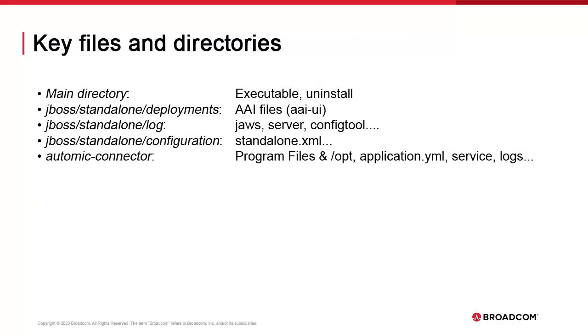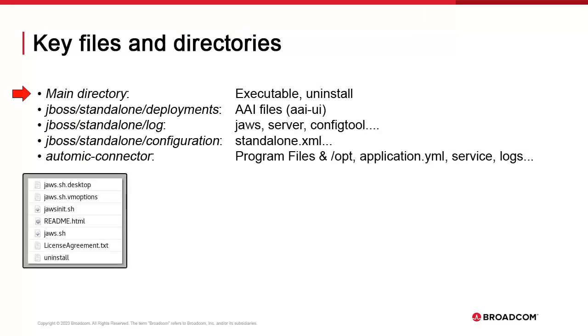Let's consider some of the files in the root AAI directory. You'll find the executable you run to initiate AAI. This starts the JBoss server and connects to the data source. You'll also find the config tool's executable, which starts it. Finally, there's the uninstall executable.